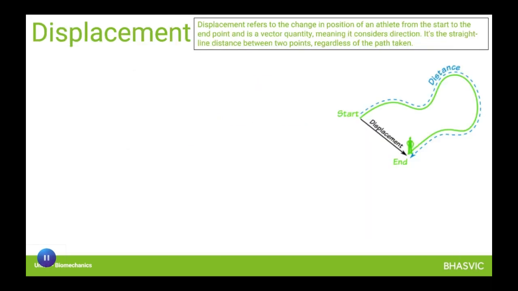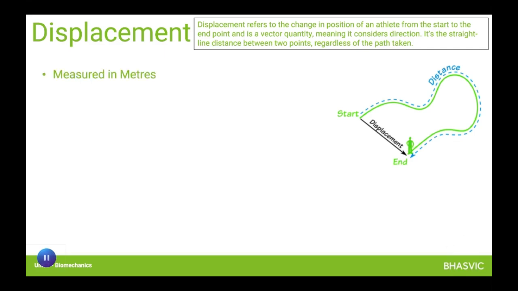Displacement is the shortest straight line distance between the starting and finishing points, and it takes direction into account. For example, if an athlete runs 100 meters straight north, their displacement would be 100 meters north. However, if they ran around a circular track for a 400-meter run and ended up where they started, the displacement would be 0 meters, even though the distance is 400 meters.